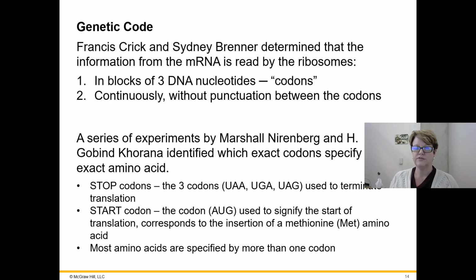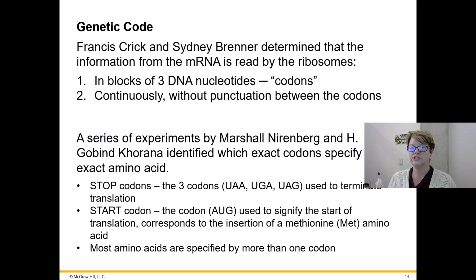And I'll show you the code. But what's important about the code, first of all, is that there are 3 codons that are called stop codons. Stop codons do not have any corresponding tRNA. So when a stop codon comes into a ribosome, that's what happened at the very end of the animation when everything stopped. But there's also a start codon that tells the ribosome where to start on the mRNA. And there's only one start codon, and that codon is AUG.